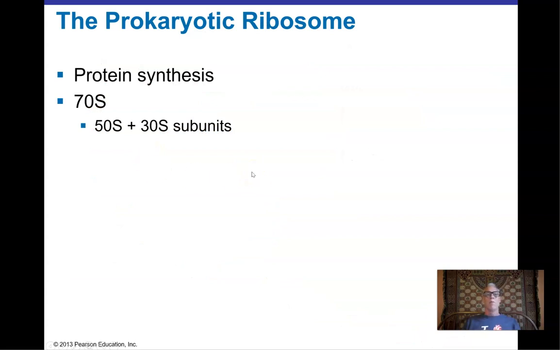How about the difference between eukaryotic and prokaryotic ribosomes? We said that prokaryotic cells, bacteria, have a 70S ribosome. It actually consists of two different subunits, they're called. And when you combine the 50S subunit and the 30S subunit, you get a 70S subunit. Now you're probably saying, okay, what's wrong with this picture? It's not math in the additive sense.